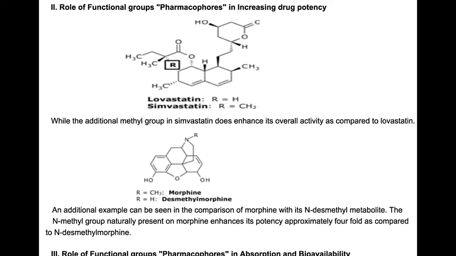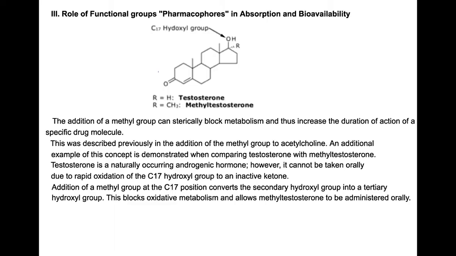Okay, if we need to explain another thing, the role of functional groups in absorption and bioavailability, we can discuss this with the example of testosterone and methyltestosterone. The addition of a methyl group can sterically block metabolism of testosterone and thus increase the duration of action of a drug molecule like testosterone. If you look with me, testosterone contains hydrogen here, but when we replace the hydrogen with a methyl group, CH3, this makes the structure methyltestosterone.